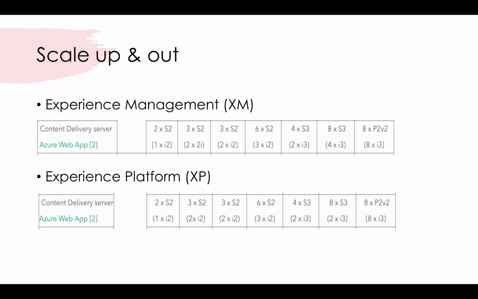Okay, next thing is scaling up and out. This is important and also needs to be appropriately set up. These are some of the initial recommendations from Sitecore itself. You can see for XM and XP environments, they're pretty much the same. The lowest environments basically recommend 2 instances and S2 plan, while the highest environments recommend 8 instances and P2 V2 plan.